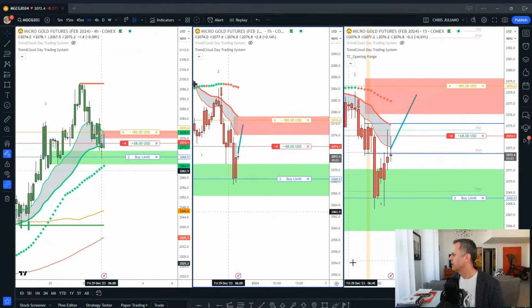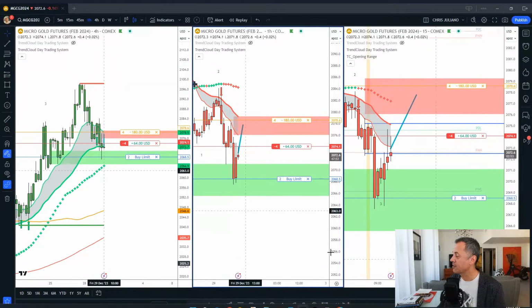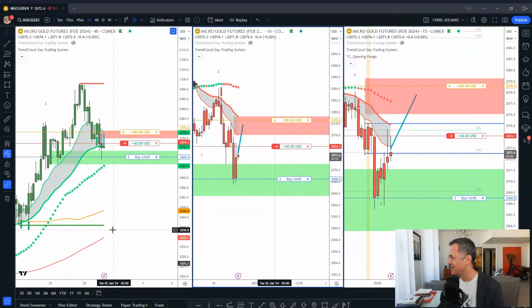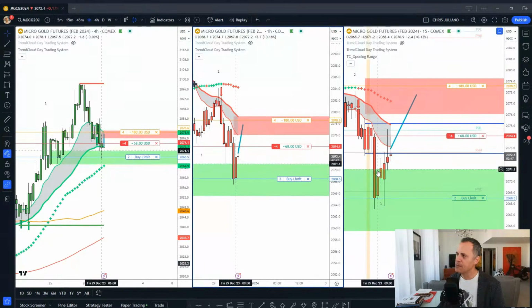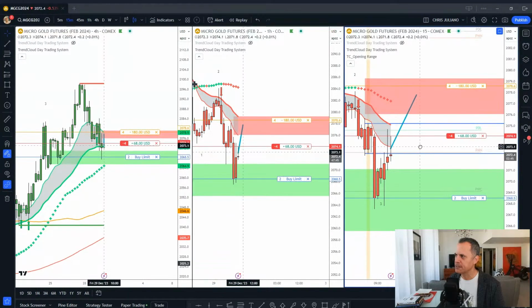So if there's anything you want to see, natural gas, from a 5-minute TrendCloud, I turned off the bar color. Yeah, better visualized. Yeah, exactly. And natural gas worked out beautifully yesterday. Just look at gold here, guys.